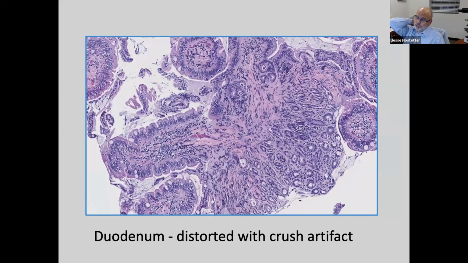And then this is a crushed section. The architecture is there. We can see crypts, and we can see a villus, but this is crushed. And we know this because we're seeing all this streaking and smearing, and we can't really tell what kind of cell types are there, whether they're normal cells or whether they're leukocytes. And so very little information you can get from these that are really crushed.